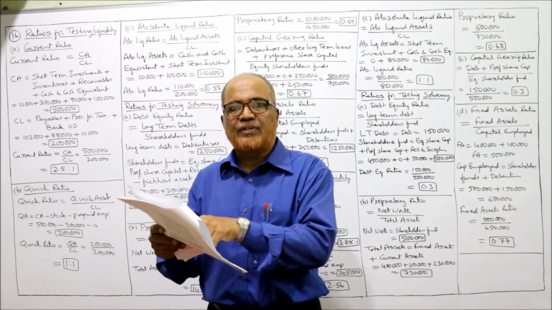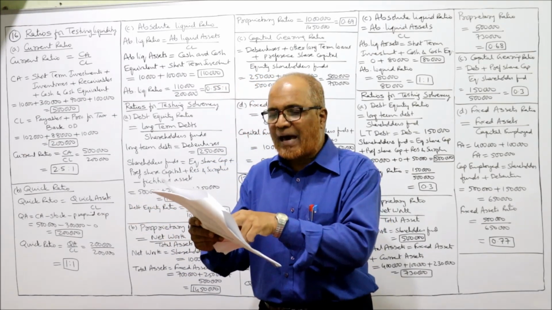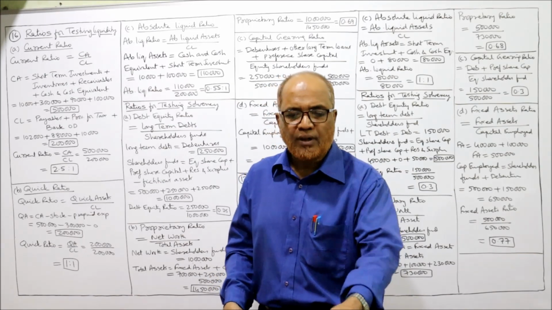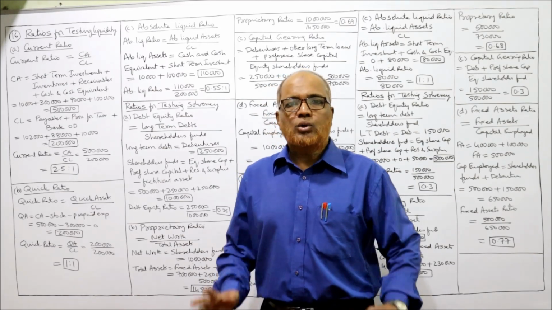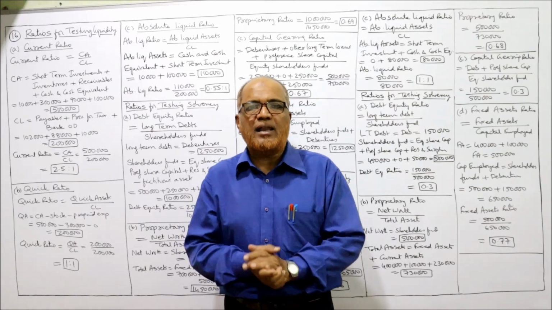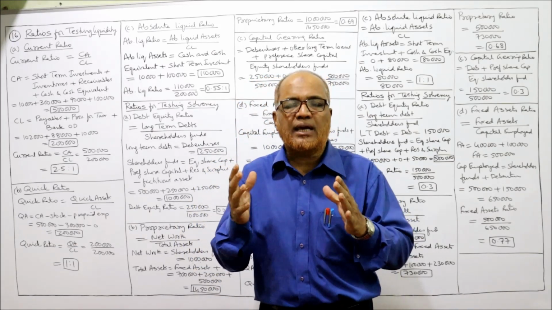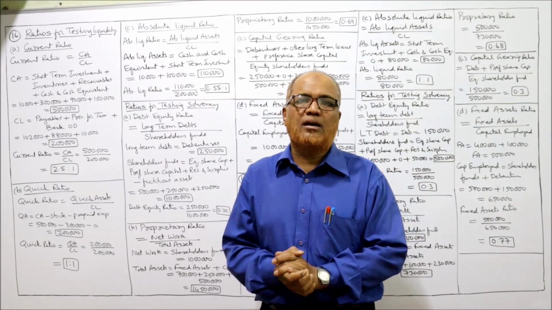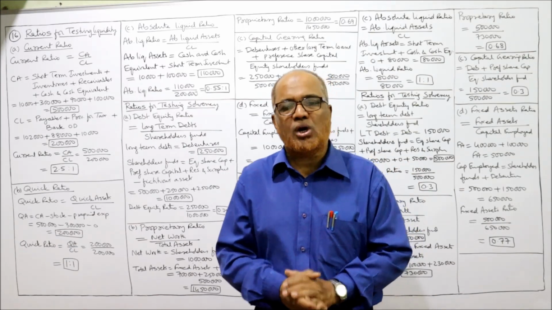Then general reserve 50,000 and profit and loss account balance 2 lakh. So total 2,50,000 are there in reserves and surplus. So we are given the complete balance sheet. From this balance sheet, we are required to calculate the ratios for testing liquidity and for testing solvency.